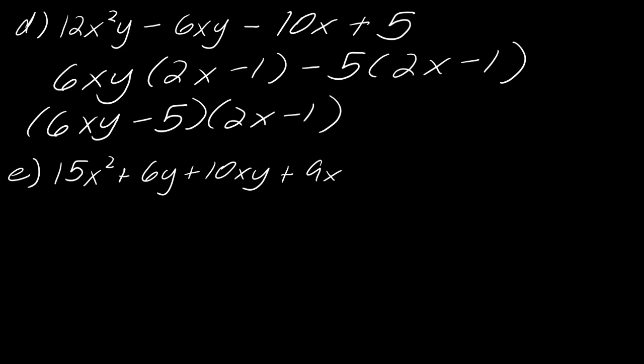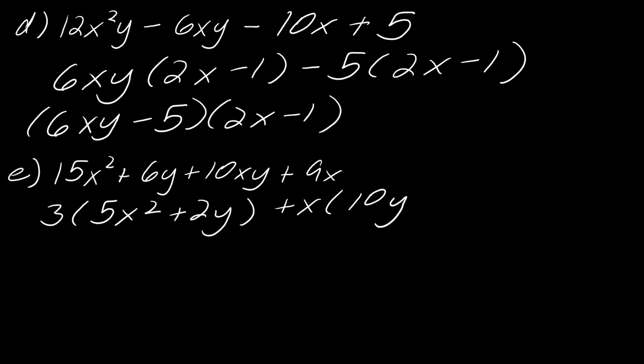All right, so now E is actually a little bit trickier here. So let's start by first factoring out what we see in common. In the first two terms, they both have a 3 in common, so this is going to be 5x squared plus 2y. And then in the second two terms, it looks like they only have an x in common. So if I factor that out, I'm left with 10y plus 9.